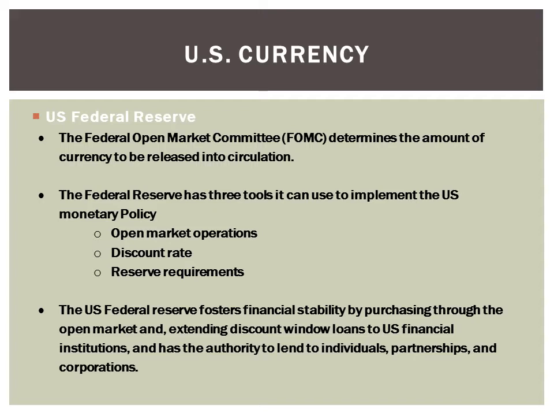The U.S. Federal Reserve fosters financial stability by purchasing through the open market and extending discount window loans to U.S. financial institutions. It also has the authority to lend funds to individuals, partnerships, and corporations, although it is yet to do so.